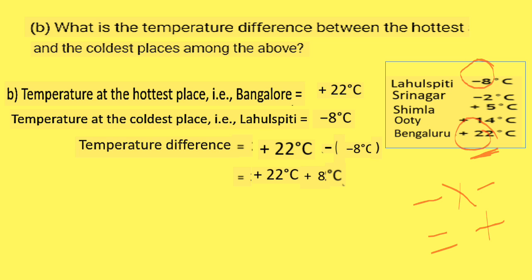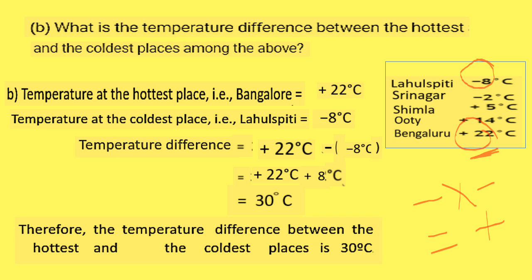Okay. Now here only the same sign is there, plus sign. So for the same sign, I am going to add the values and put the symbol whatever is in the question. Look here, we have plus in the question, so in the answer I will write plus, and both are the same sign, so I am going to add these two values like this. 22 plus 8 is equal to 30 degrees Celsius.